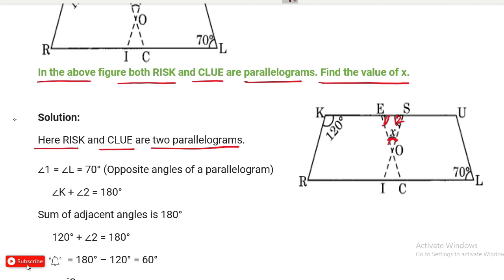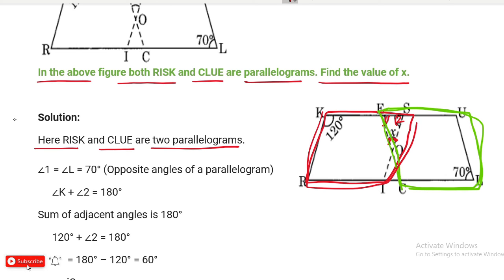Here RISK and CLU are two parallelograms. First parallelogram is what? RISK. Okay, and the second parallelogram is CLUE. This is your second parallelogram, and one other parallelogram is KRIS. So I hope you understood this figure.